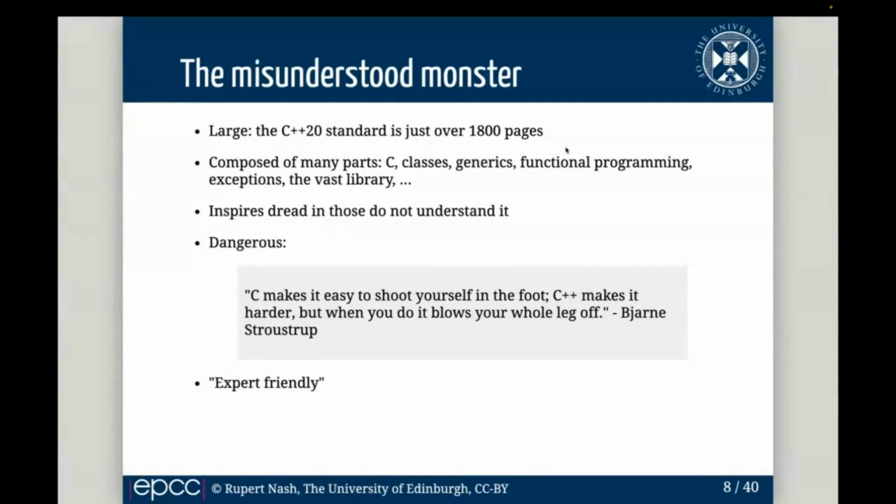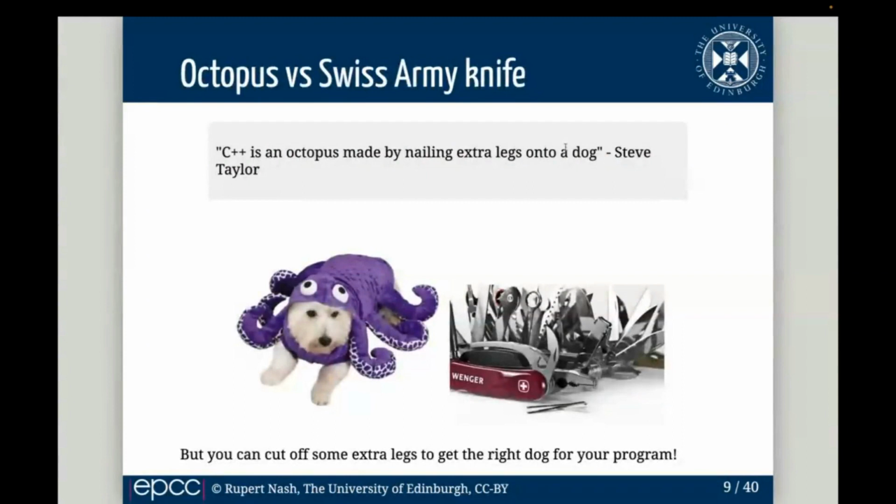You will see what we mean by this maybe a bit later by your own experience. Another way to see it is C++ is an octopus made by nailing extra legs onto a dog. And what I like is the little comment at the bottom saying, but you can cut off some extra legs to get the right dog for your program. It's just that these are very flexible, so they offer you a wide range of techniques and features, so you have to tailor the ones you're going to use for your program.